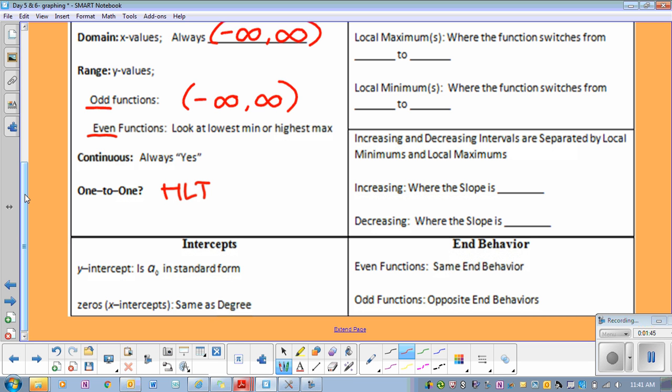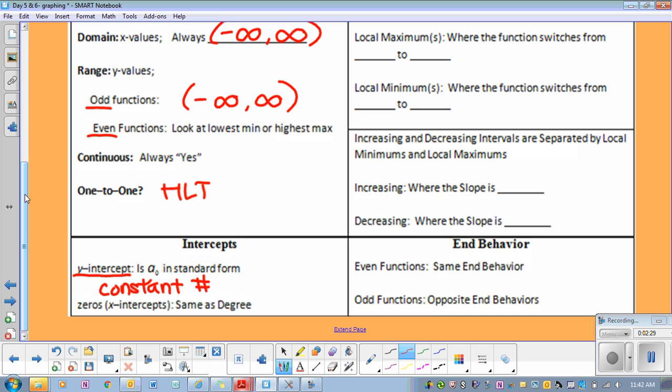All right, so your intercepts. Your y-intercept, if your polynomial is written in standard form, so from the highest exponent on down, is always your constant, the number that's all the way down at the end with no x or y or whatever with it. Does that make sense? Okay.